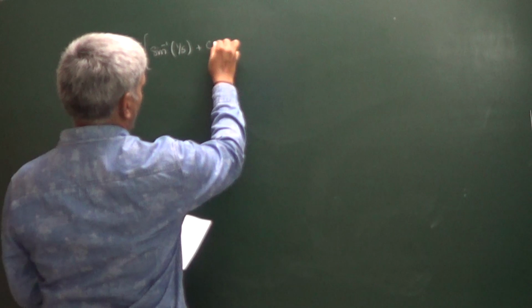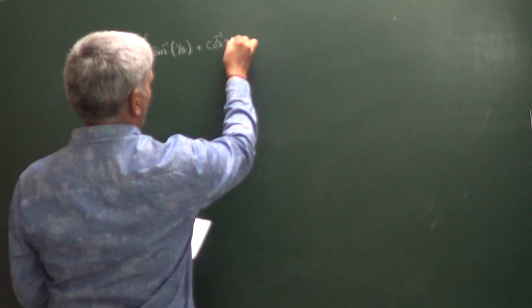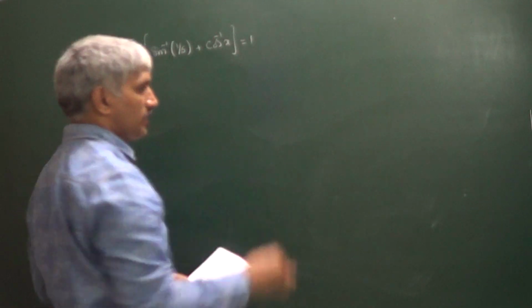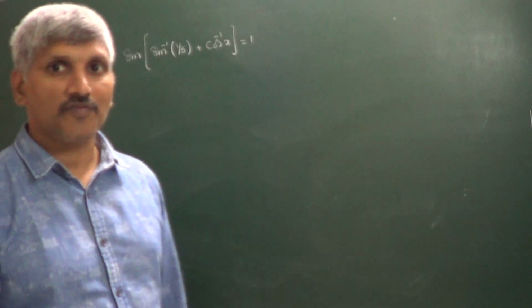So this is another question. They are asking to find the value of x. Sine of (sine inverse 1 by 5 plus cos inverse x) is equal to 1. Then he is asking to find the value of x.